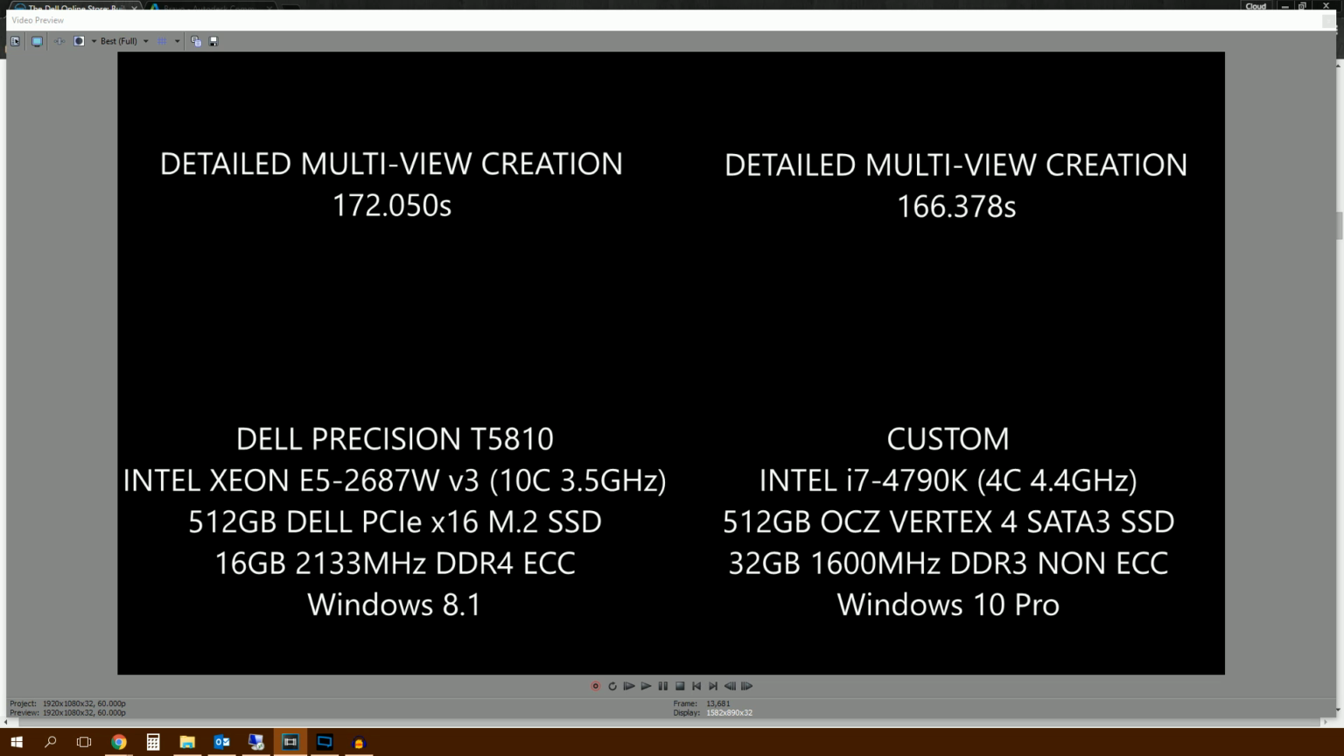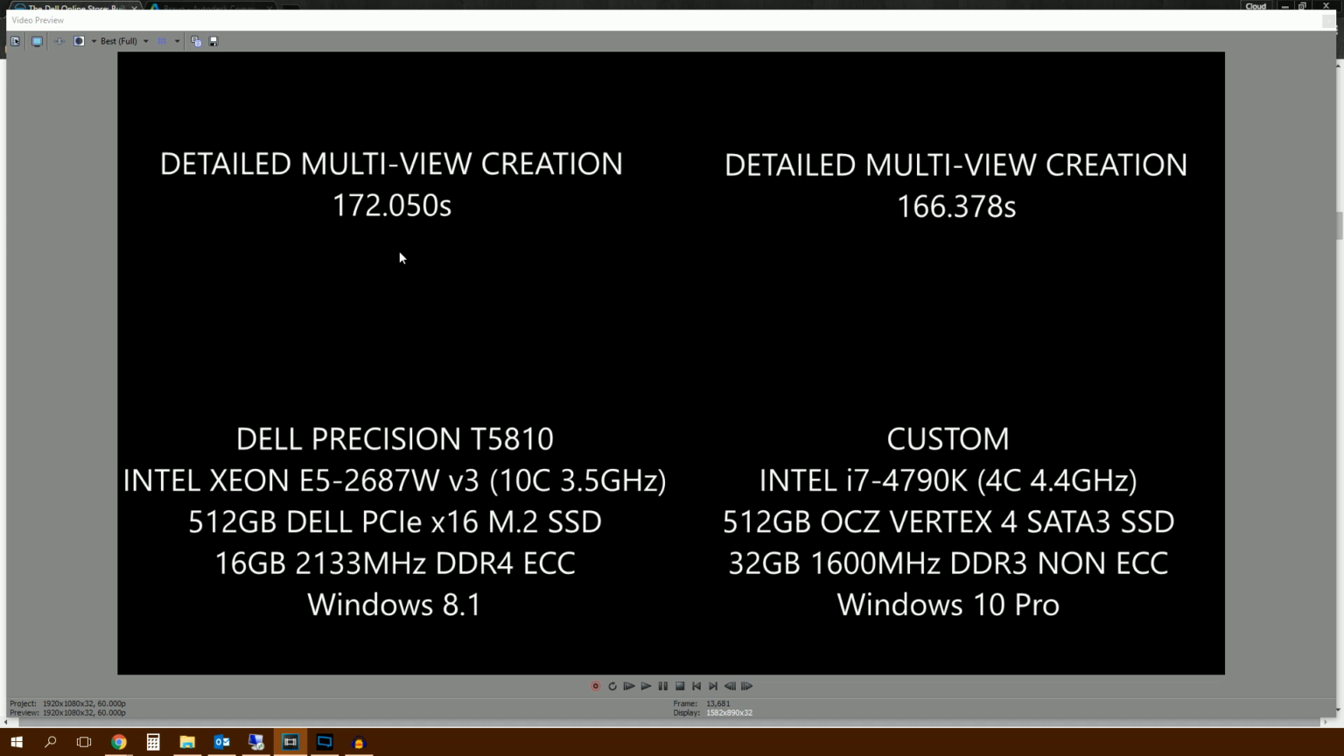Drawing views. You'd think, on paper, a Dell PC with 10 cores would just go all out on drawing view creation and completely beat a gaming PC with only 4 cores. Evidently not. Evidently not. We've got 166 seconds for the gaming PC, and we've got 172 seconds for the Dell Precision Workstation.